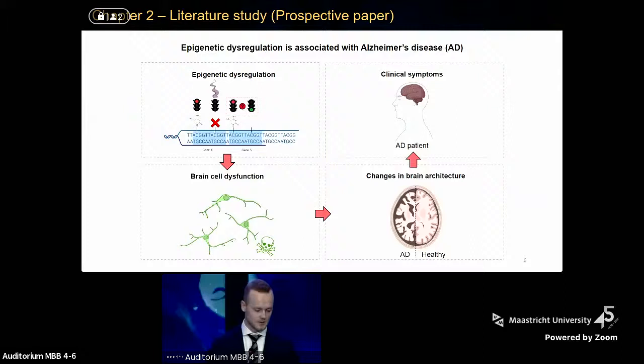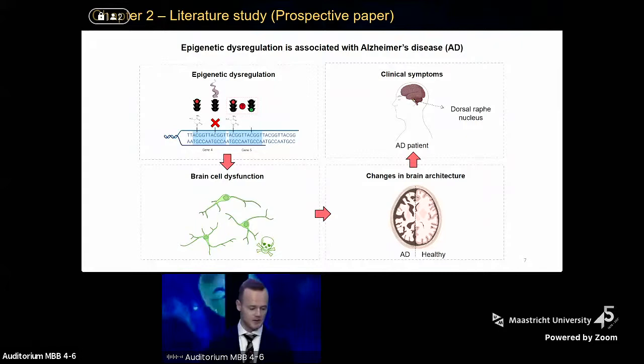In chapter 2 of my thesis, we summarized various kinds of studies that have associated epigenetic dysregulation with Alzheimer's disease in various regions of the Alzheimer brain. However, none of these studies has ever assessed whether epigenetic dysregulation also plays a role in key structures like the dorsal raphe nucleus, which is known to be affected very early in the disease process of Alzheimer's disease.